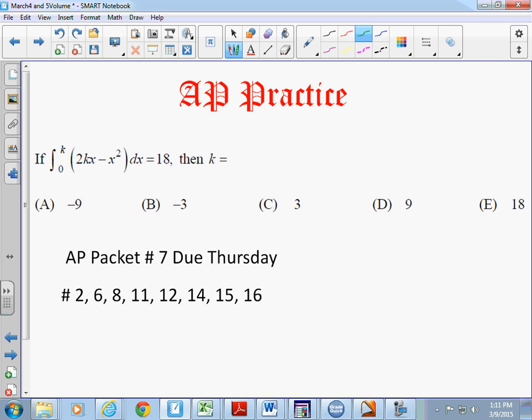Any questions? We'll do that tomorrow. I might not video tomorrow. Okay, so it says that the integral from 0 to A is 18. What is A? This is Thursday. And this one worksheet on washers is due tomorrow. And then this AP packet.